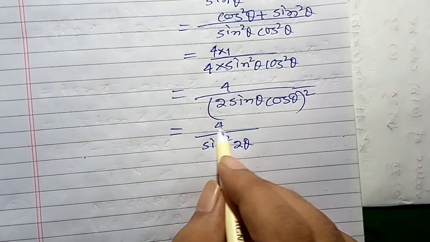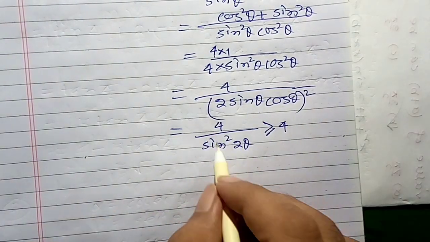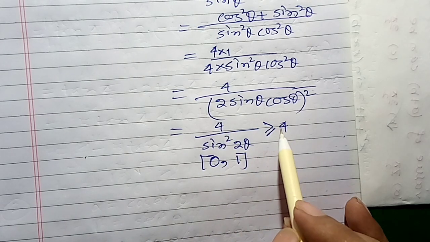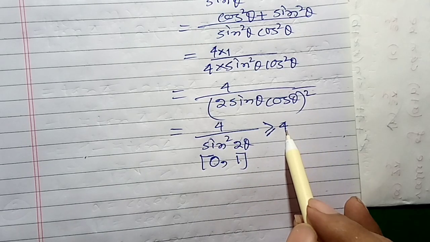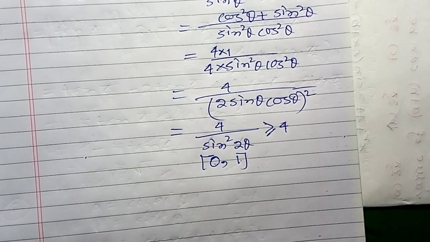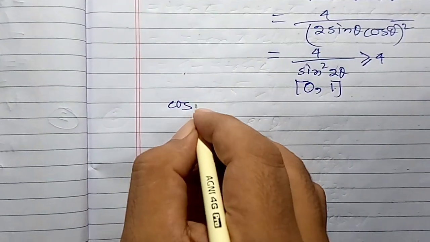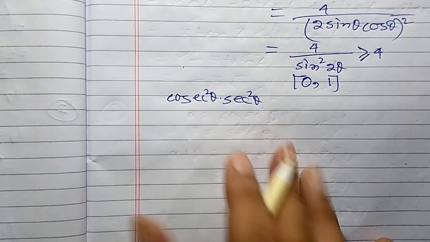Now look, this is always greater than equal to 4. The denominator will be from 0 to 1. When sin squared 2 theta varies from 0 to 1, the minimum value of this expression will be 4 and it will go on after 4. Now look, cosec square theta into sec square theta. So what will be this?